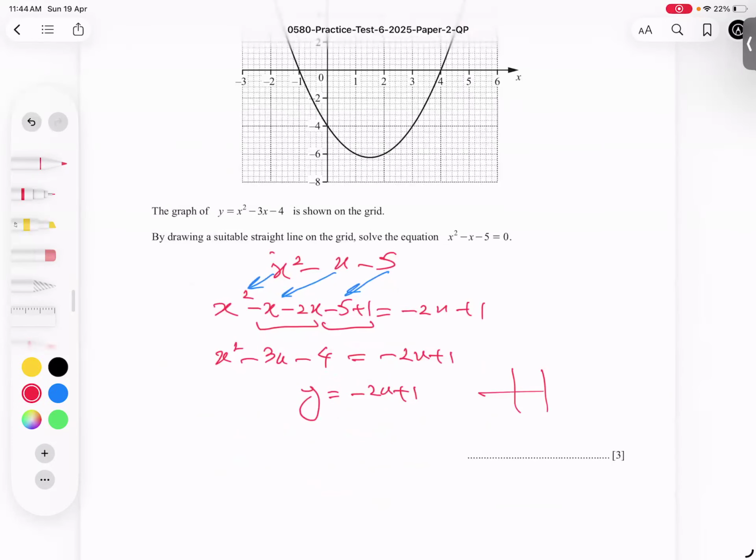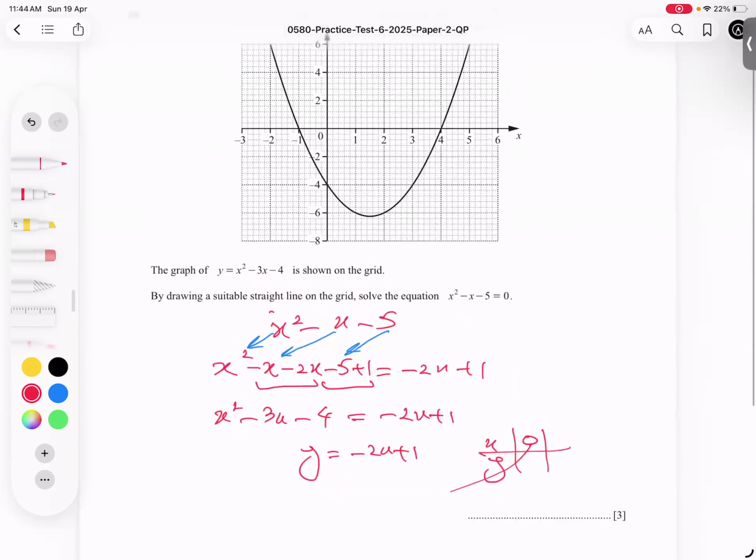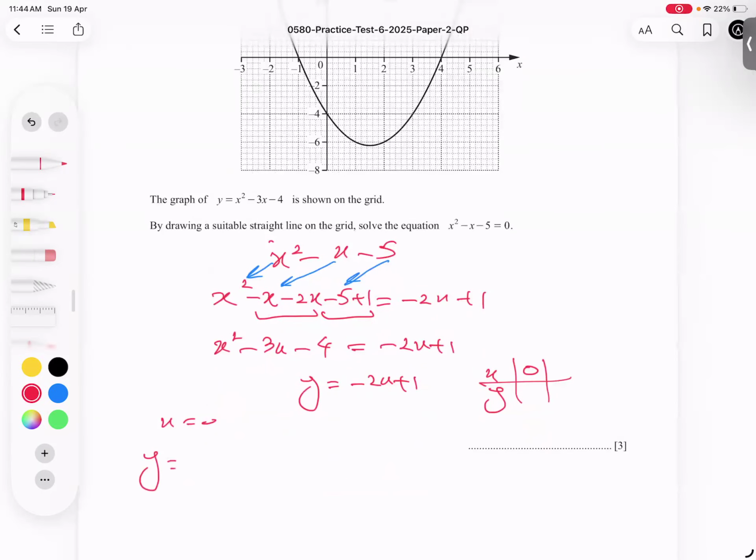Now I'll make a table of two numbers. An ideal number is 0 and any other number. When I plug in 0 here, x is 0. So negative 2 times 0 plus 1. I got 0 plus 1, so I got 1.